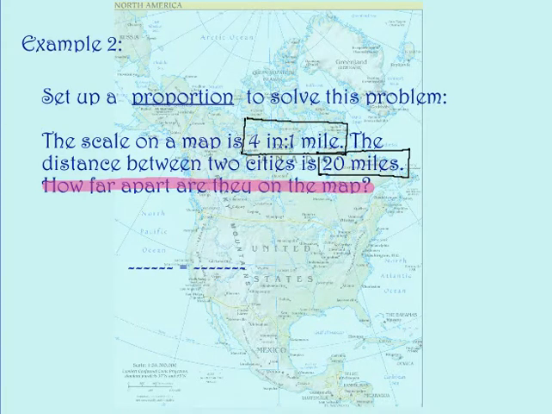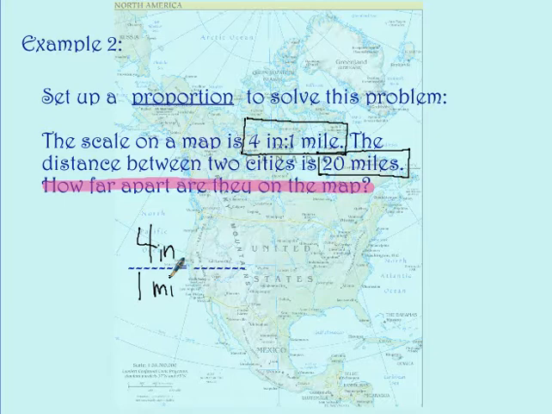So the first thing I want to do is set up my scale. I should always have my scale on one side and then my other information on the other. All right, let me make that eraser bigger. There we go. So now my scale, I know, is 4 inches to 1 mile. I could flip these as long as I make sure that I'm consistent. If I had put miles on top, I would need to make sure to put miles on top on the other side as well.